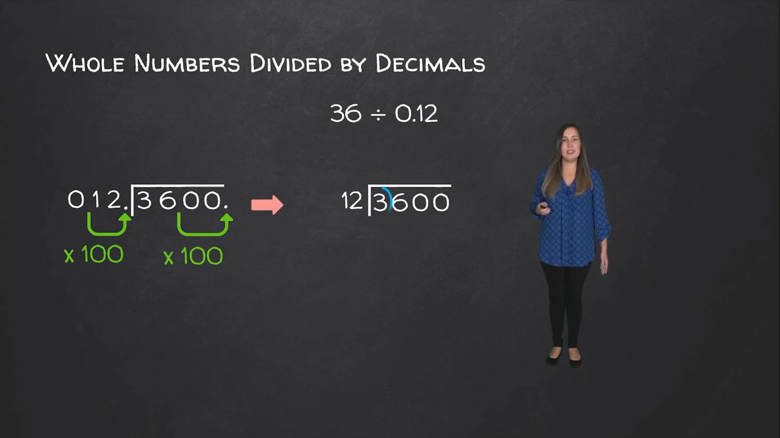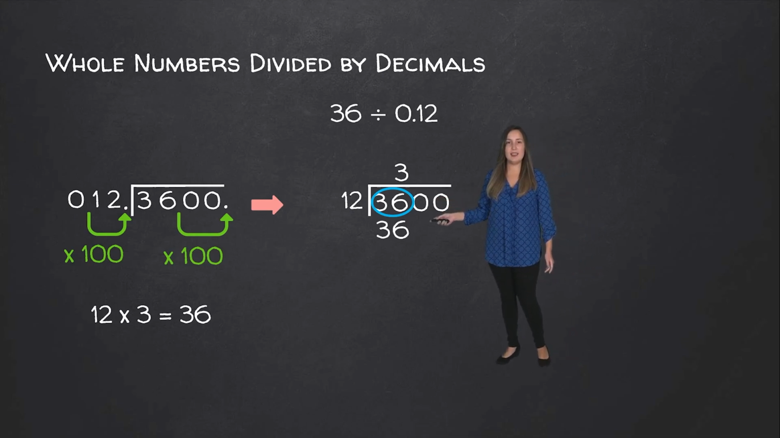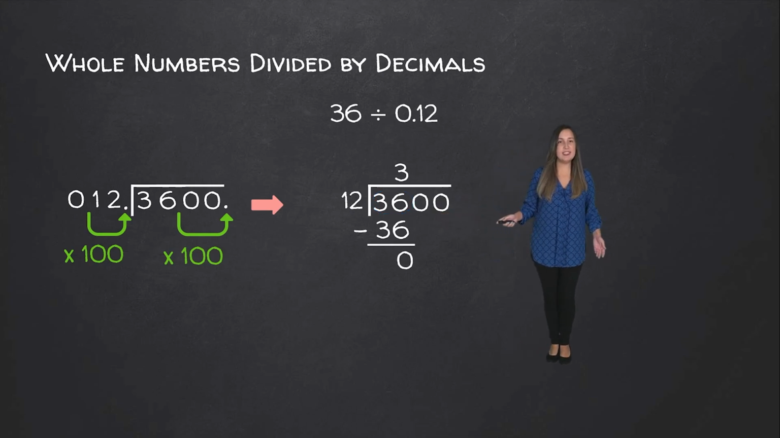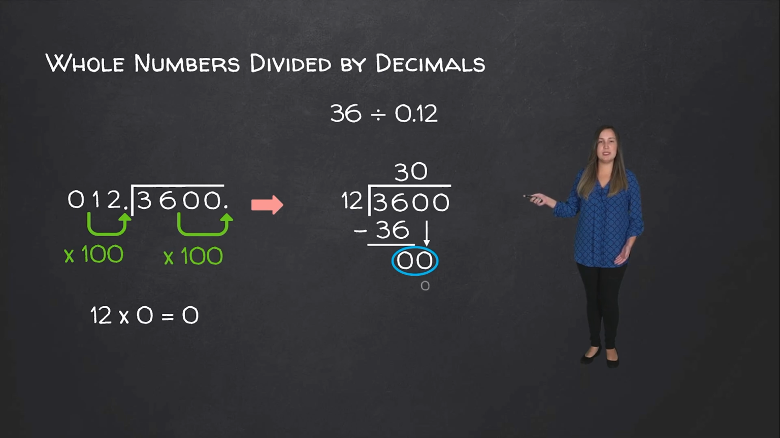And we ask ourselves, how many times does 12 go into 3? Well, it doesn't. So then we ask ourselves, how many times does 12 go into 36? And 12 goes into 36 3 times because 12 times 3 is equal to 36. So we take this 36 and subtract 36. Well, 36 minus 36 is equal to 0. So we bring down the 0, and then we ask ourselves, how many times does 12 go into 0? Which is 0 times, because 12 times 0 is equal to 0.